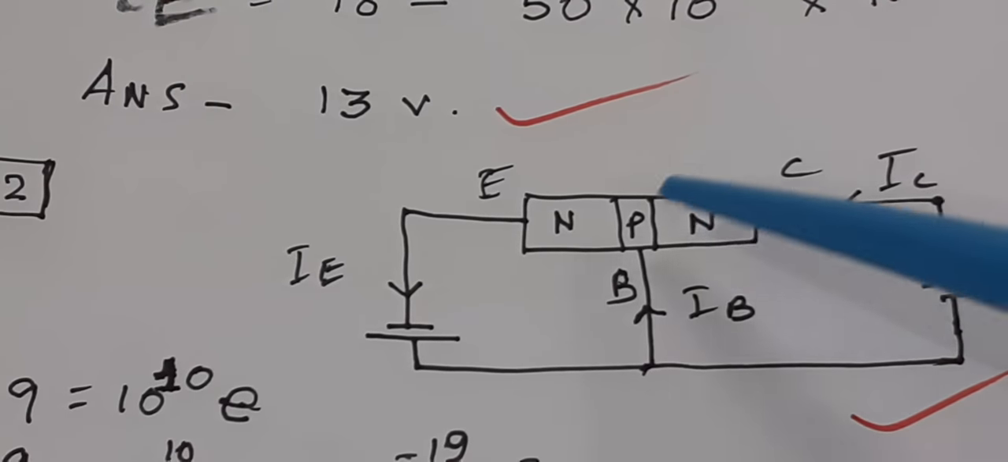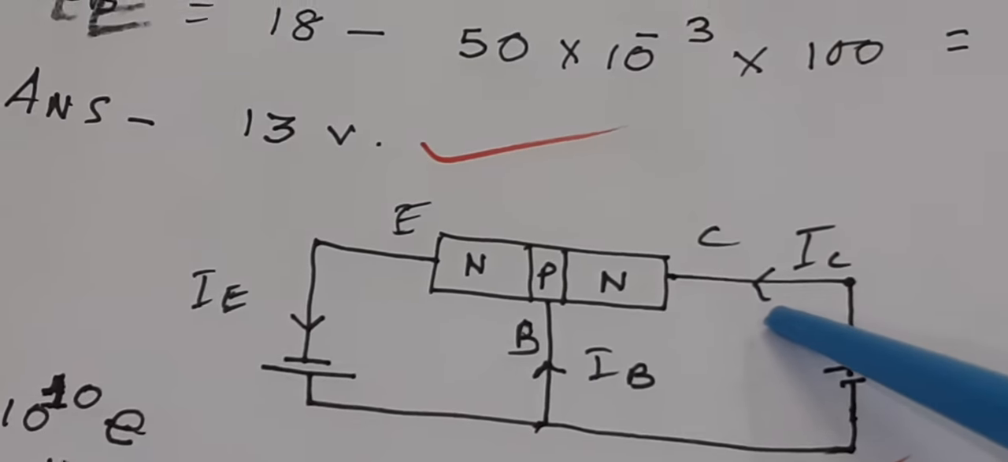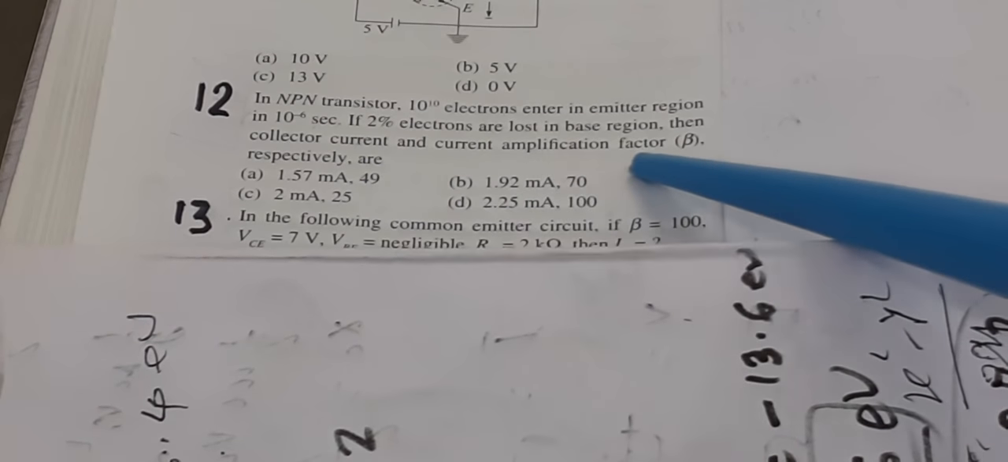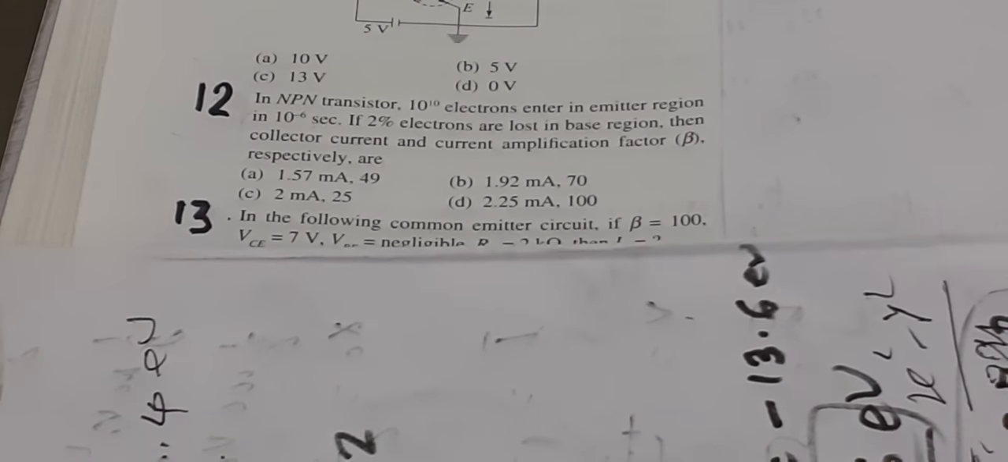So in the question it is given that only 2% goes to the base region. So 98% will be in the collector region. That means as 98% is coming to the collector region, we can find out IC with the help of this.